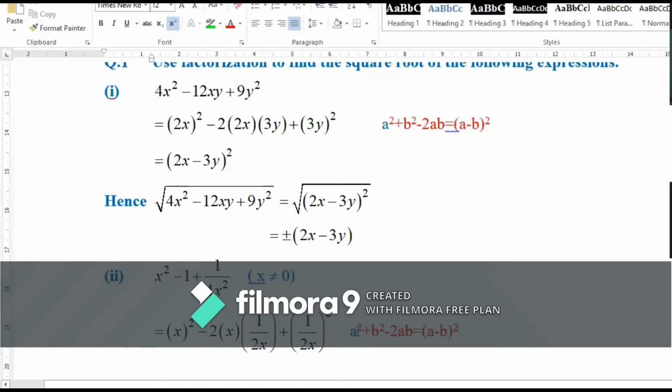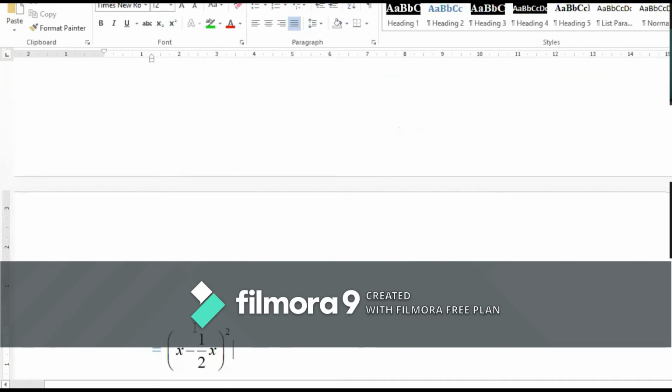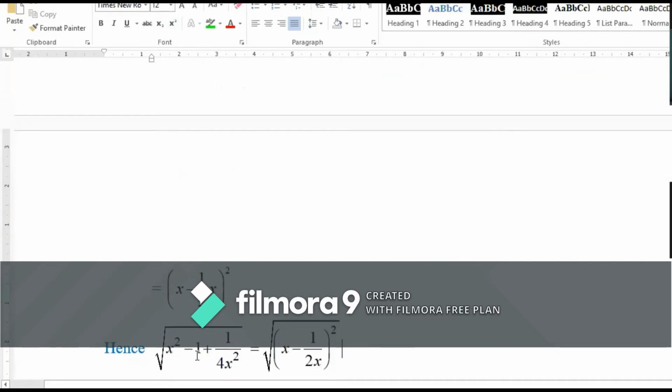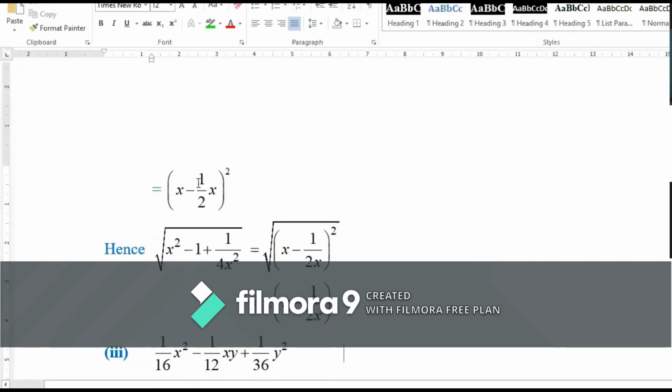Once the terms are arranged according to this side of the formula, in the very next step you will write this as the whole square of first term minus second term. First term was x and second term is 1 over 2x, its whole square will become like this. So this is a one line arrangement. Once the arrangement is done, the rest of the procedure is as it is. You will equate the square root of the statement of the question with the perfect square and the square root sign. The square root will be cancelled and the plus minus sign will be there.